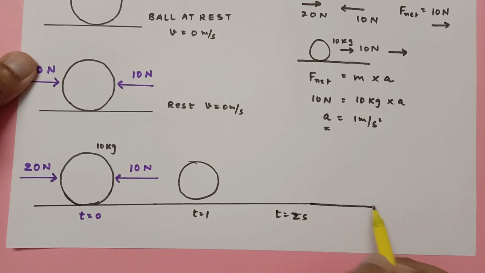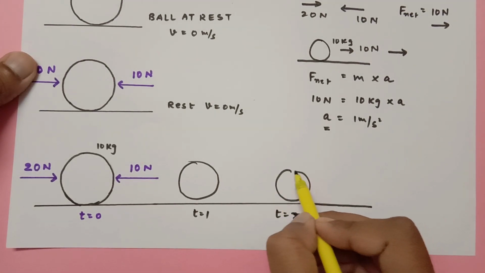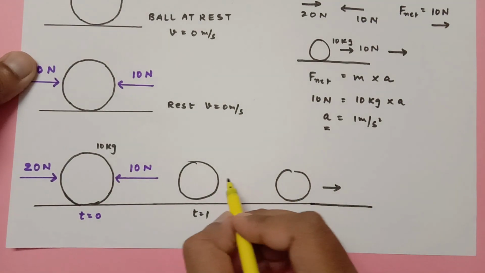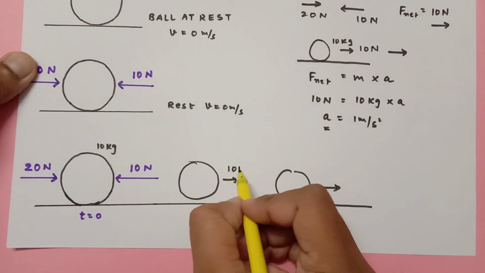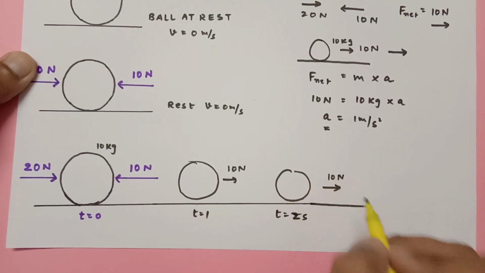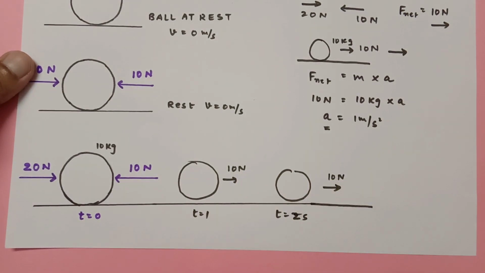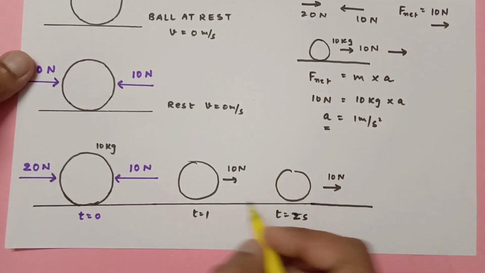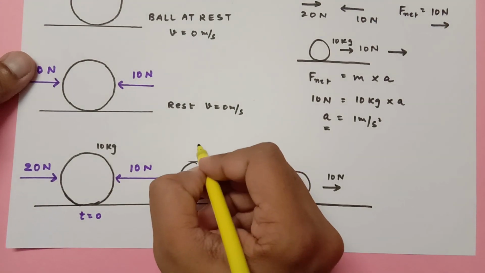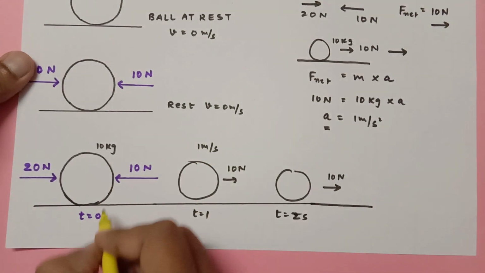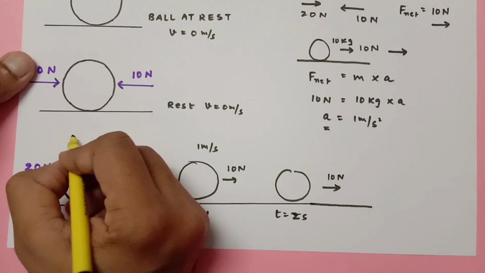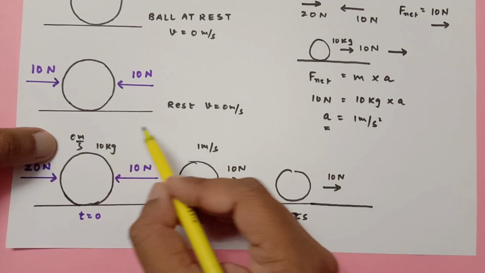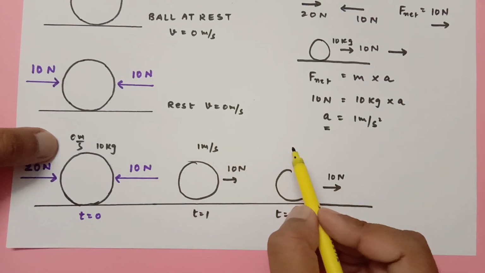Now the ball will continue to move in this direction because there is a net force acting on the ball, and that is 10 Newton always. So a constant 10 Newton force is acting on the ball in this direction, and this states that the acceleration is 1 meter per second square. So after 1 second, the speed of the ball will be 1 meter per second, because earlier the ball was at rest, initial velocity was 0. And acceleration means after every 1 second, the speed of the ball will increase by 1 meter per second.